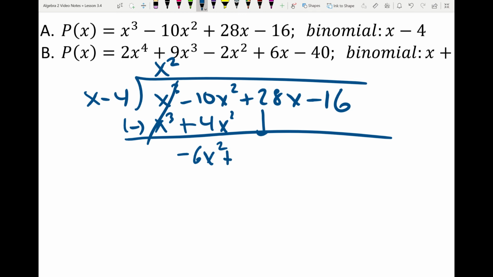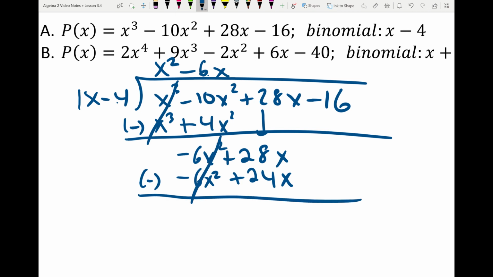Bring down the 28x. 1x goes into negative 6 negative 6 times. We're missing 1x though, so that makes it negative 6x squared. Negative 6 times negative 4 is positive 24 with an x. Subtract. That goes away. 28 minus 24 is 4x. Bring down the minus 16.